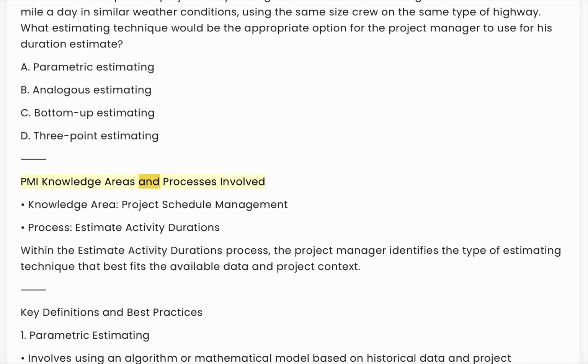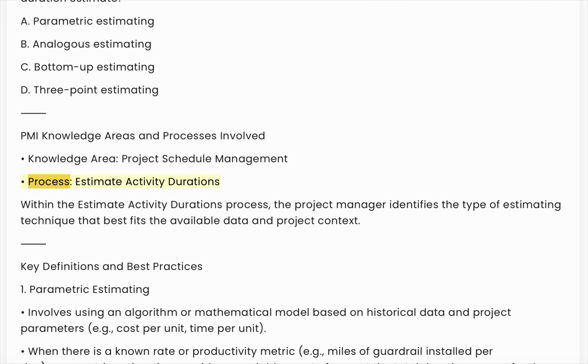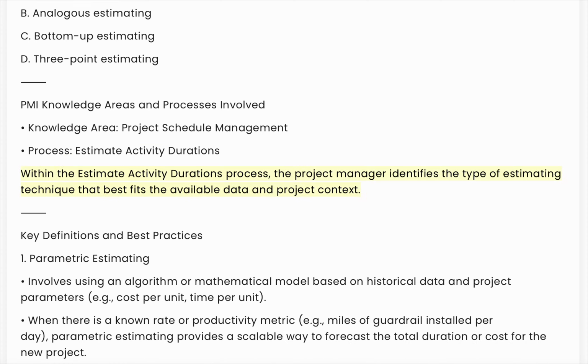PMI knowledge areas and processes involved. Knowledge area: project schedule management. Process: estimate activity durations. Within the estimate activity durations process, the project manager identifies the type of estimating technique that best fits the available data and project context.